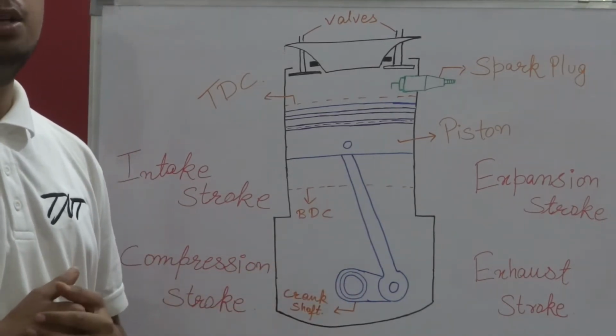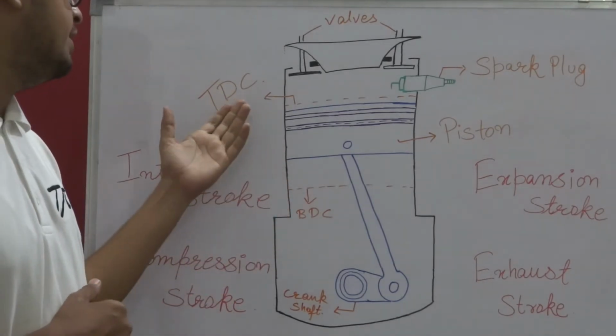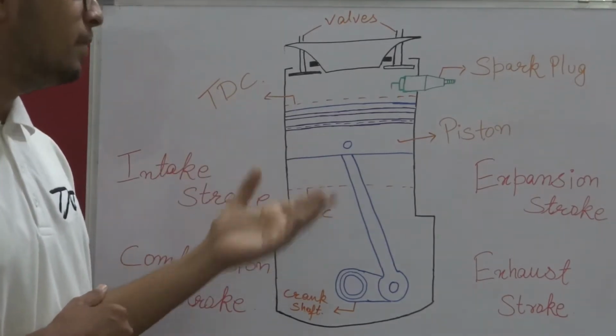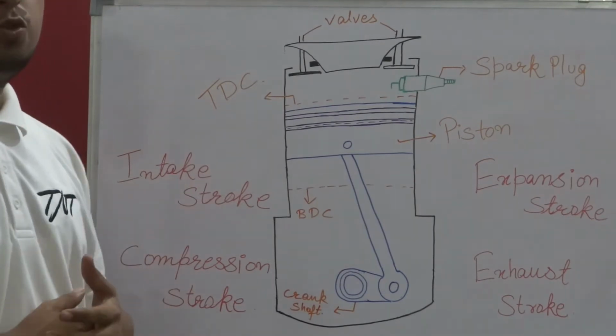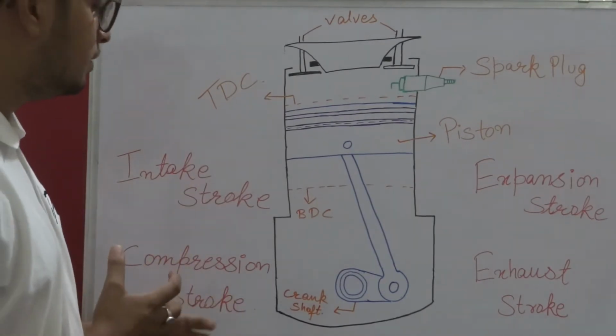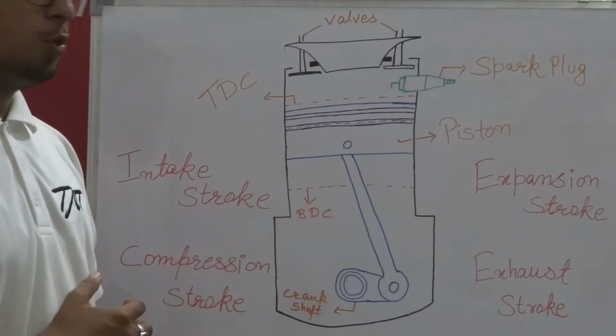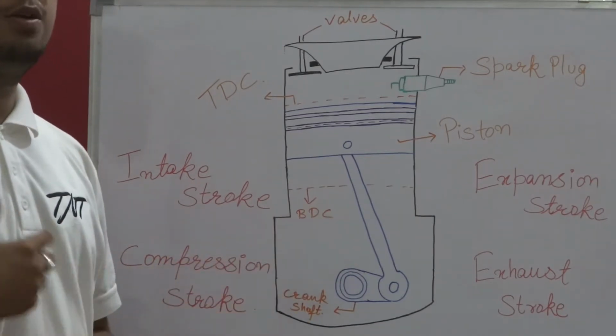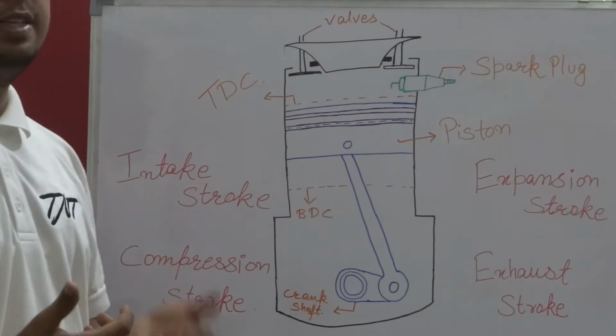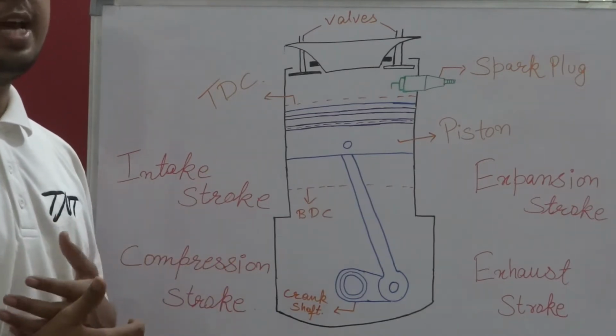You can click on that and you can easily get to know what TDC, BDC, pistons, and spark plug are used for and how they are useful in the stroke of the engine. It will help you in knowing the working of this engine and the rest of the engine cycles very easily.